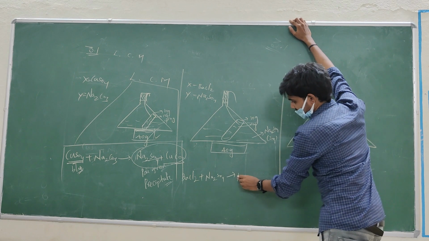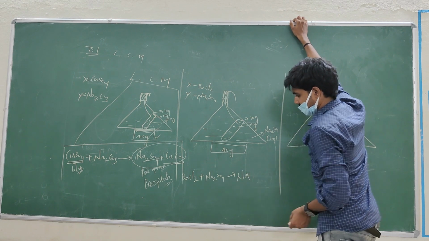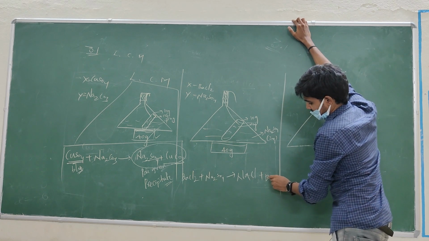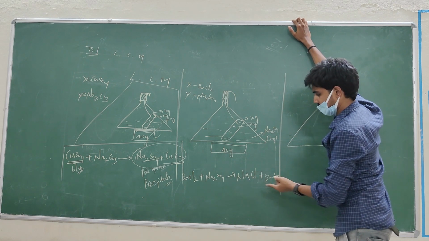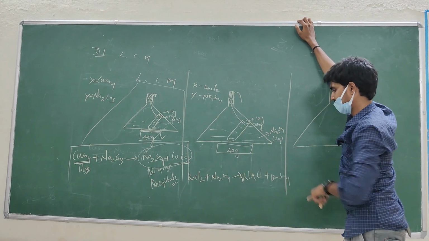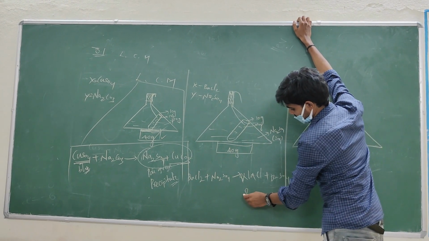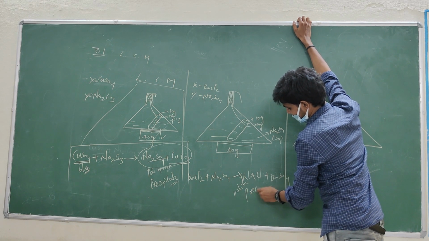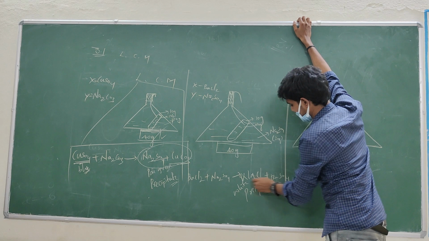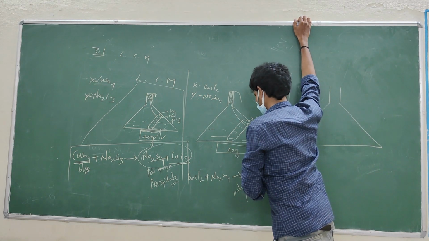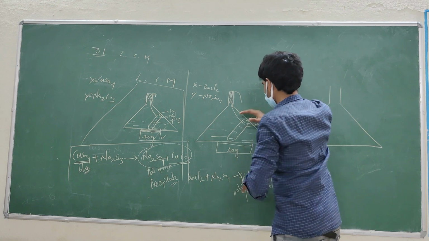We get sodium chloride and barium sulfate, BaSO4. But here chlorines are 2 and sodiums are 2, so we'll put 2 here. So I think the equation is balanced, but a white precipitate is also formed, which means these two are not going to be mixed properly. That is the reason a white precipitate gets formed at the bottom of the flask.